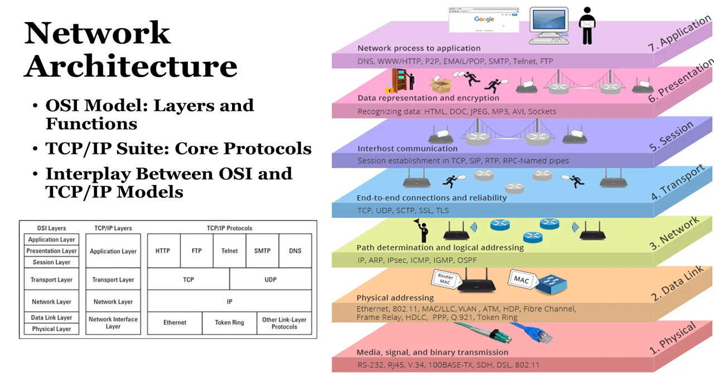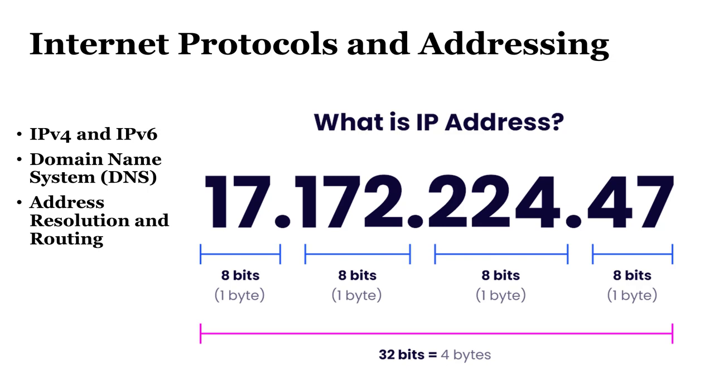Internet protocols and addressing are the foundation of communication in computer networks. Protocols like TCP and UDP govern the way data is transmitted, while IP is responsible for addressing and routing packets. These protocols work in harmony to ensure reliable and efficient communication across the Internet. IP addressing plays a crucial role in uniquely identifying devices on a network, allowing for the accurate delivery of data to its intended destination. IPv4, Internet Protocol Version 4, and IPv6, Internet Protocol Version 6, are addressing schemes used to identify devices on a network.